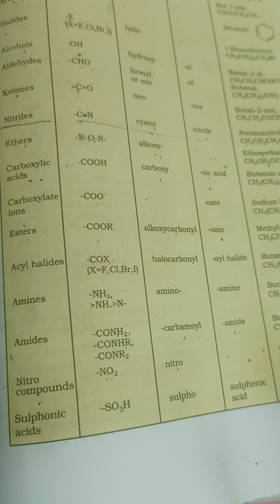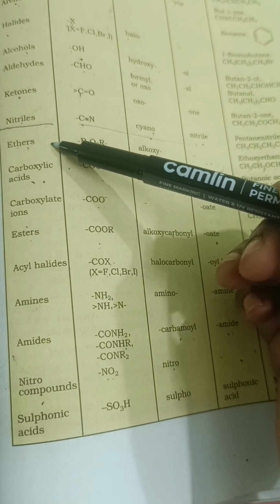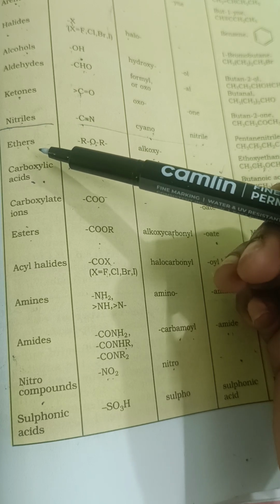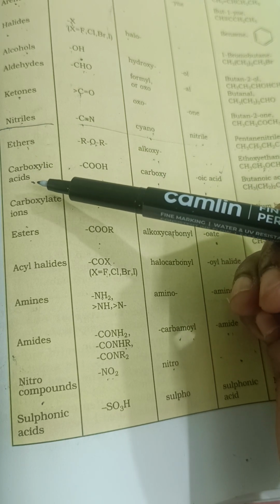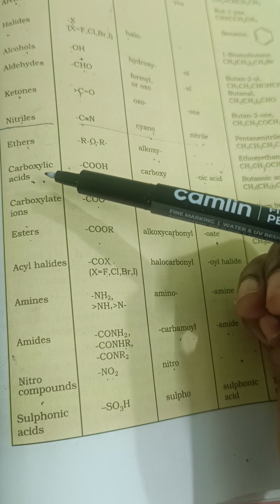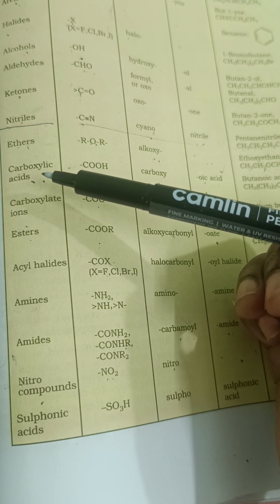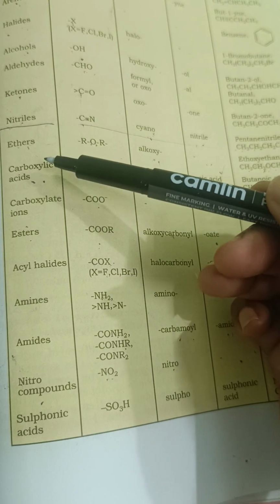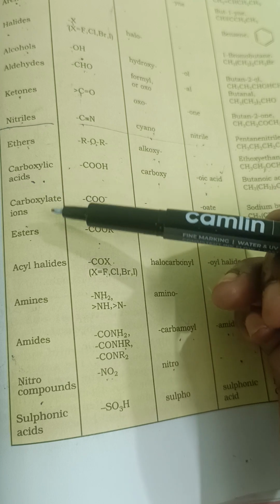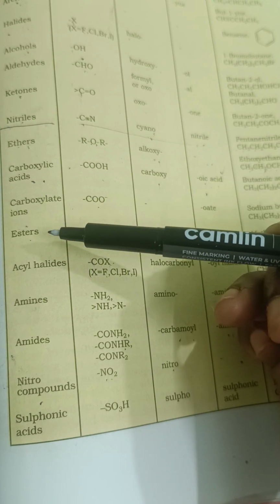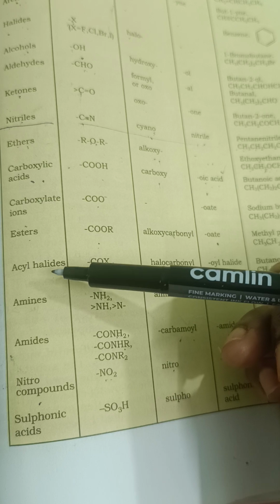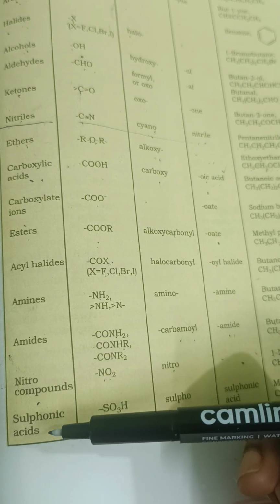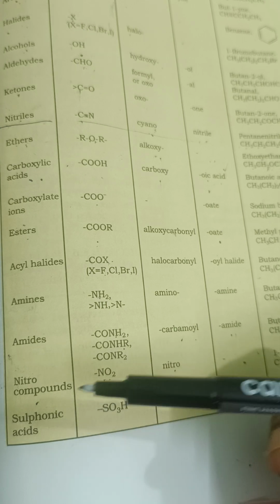In the last class, we discussed up to ethers. Today, in this class, we are going to discuss the remaining functional groups and classes of organic compounds. First one, carboxylic acids, carboxylate ions, esters, acyl halides, amines, amides, nitro compounds, and the last one is sulfonic acids.